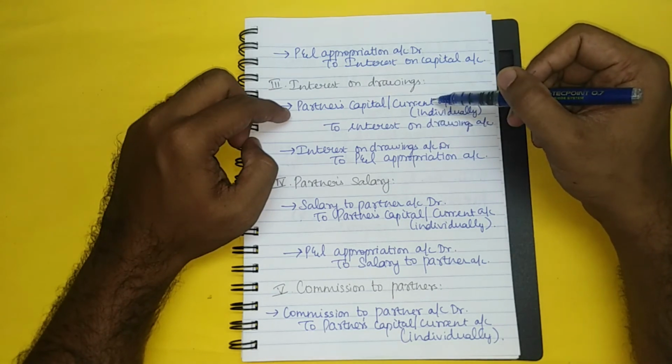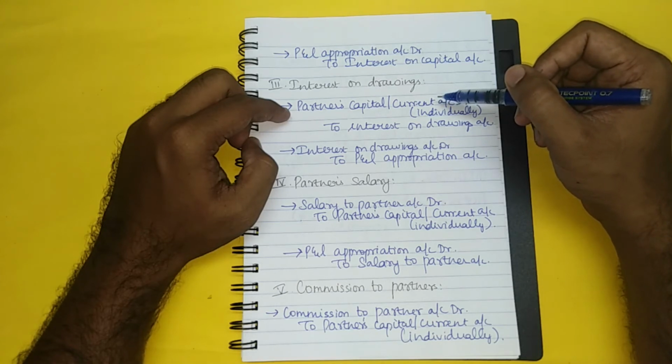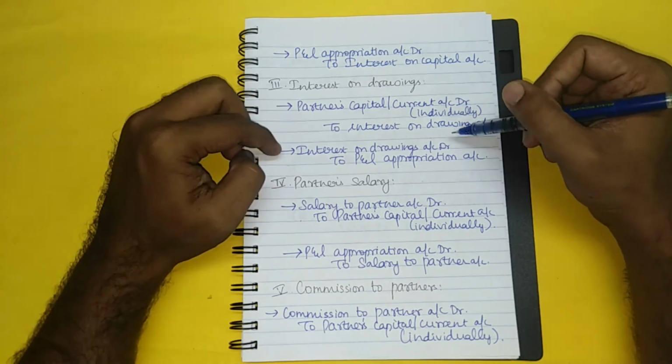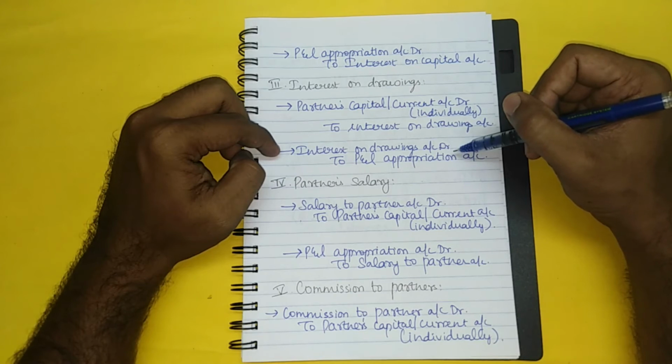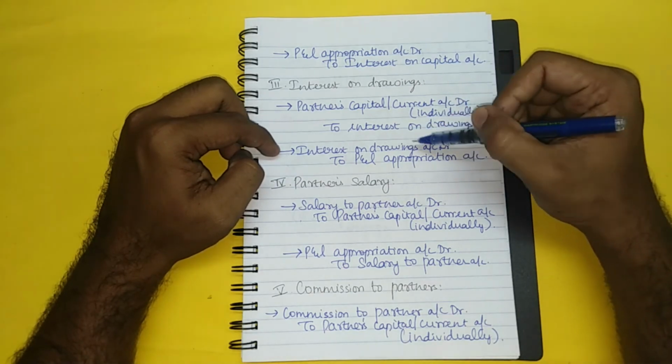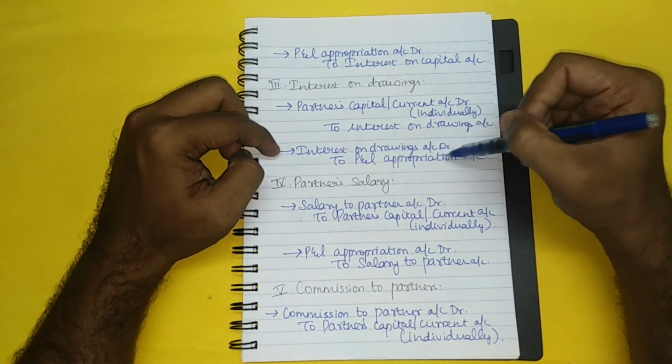Now you know when to debit partner's capital account and when partner's current account, right? So based on fixed or fluctuating method of maintaining the capital account, you will be deciding it. The second entry is to transfer interest on drawings to profit and loss appropriation account. Therefore, the entry is interest on drawings account debit to profit and loss appropriation account.